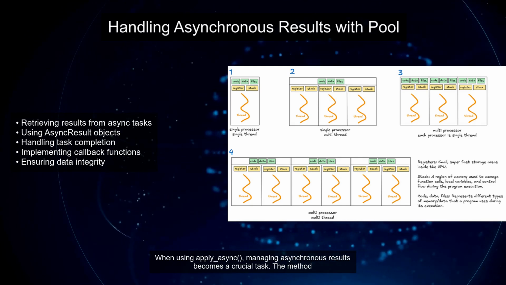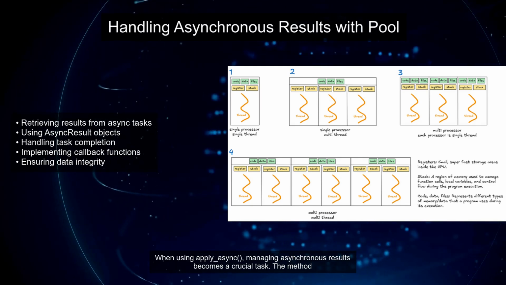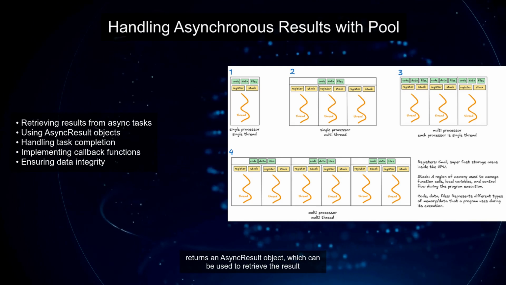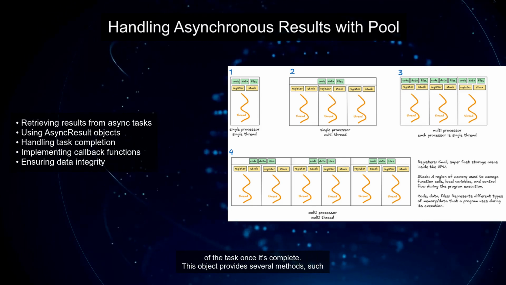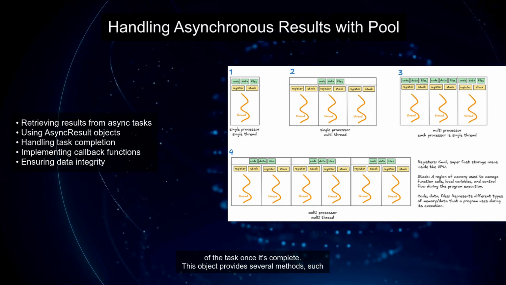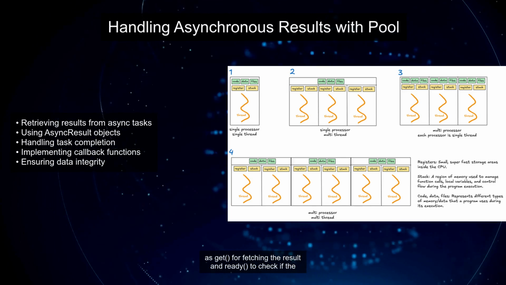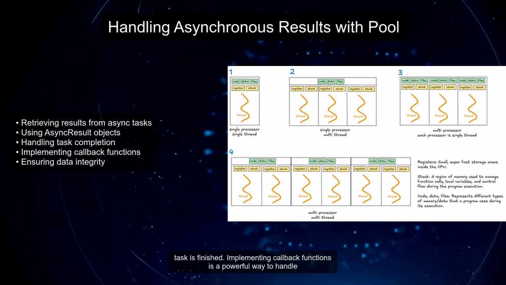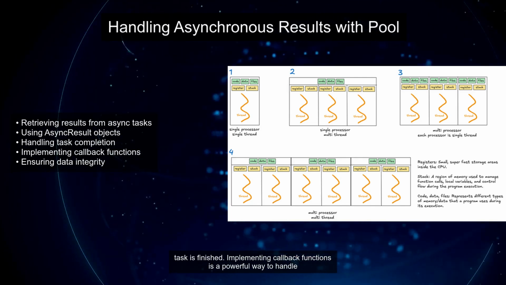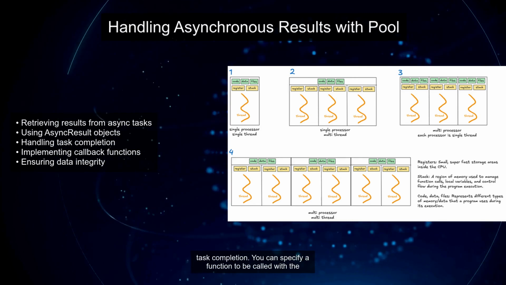When using apply_async, managing asynchronous results becomes a crucial task. The method returns an async result object, which can be used to retrieve the result of the task once it's complete. This object provides several methods, such as get for fetching the result and ready to check if the task is finished. Implementing callback functions is a powerful way to handle task completion.